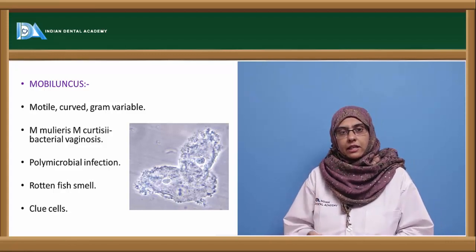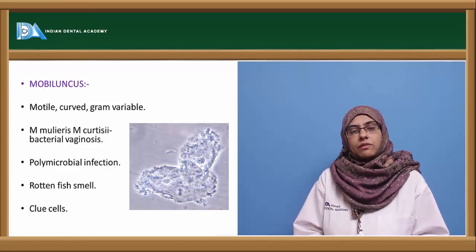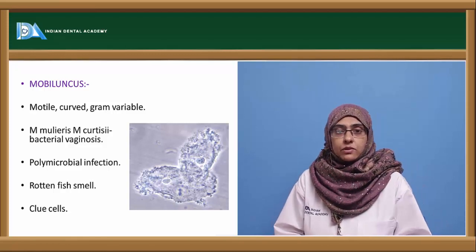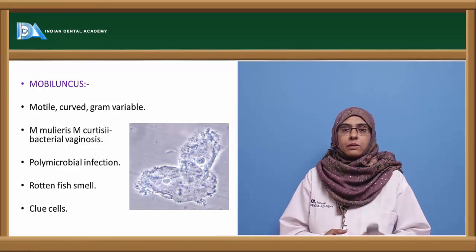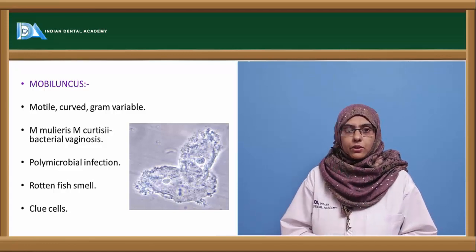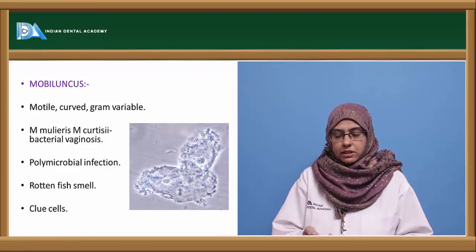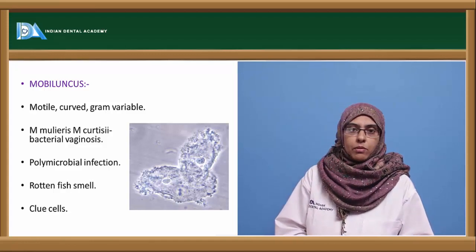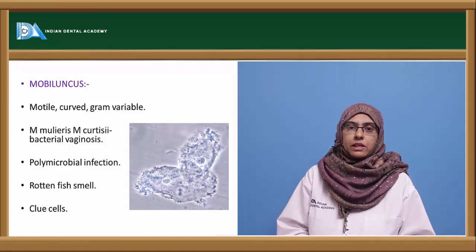The characteristic feature of this particular disease is the formation of clue cells. Clue cells are usually formed by epithelial cells with adherent bacilli. So the presence of these clue cells helps us to know that the disease is associated with Mobiluncus, and it is a polymicrobial disease.